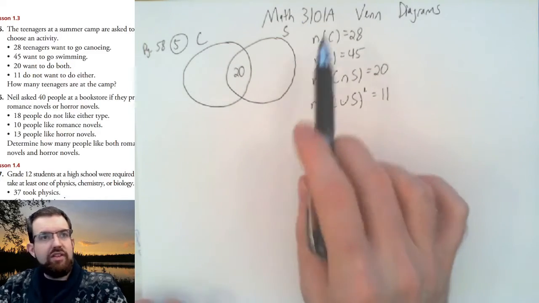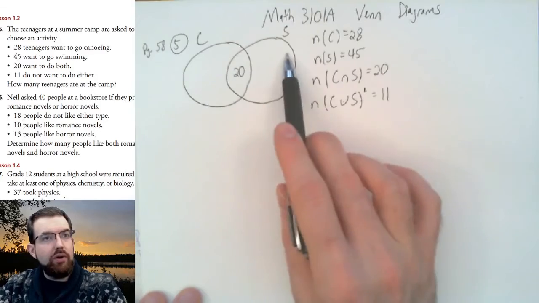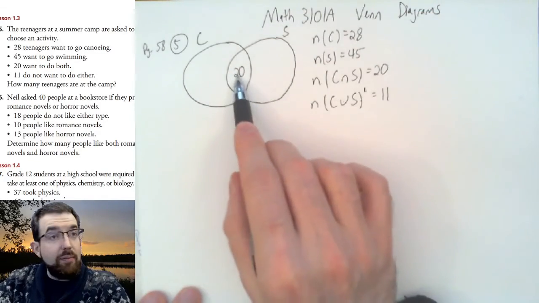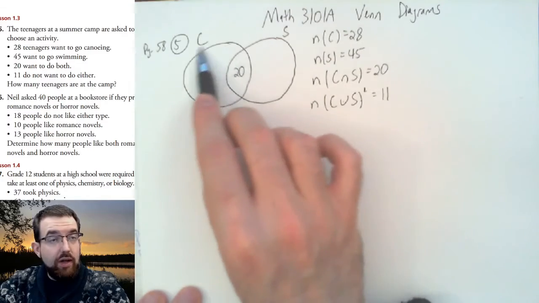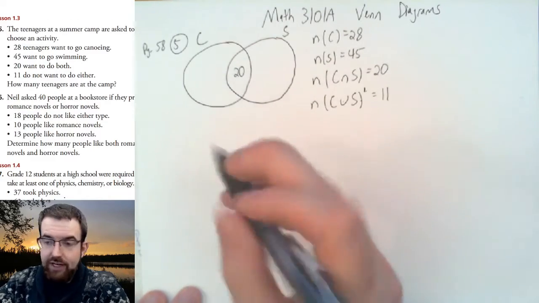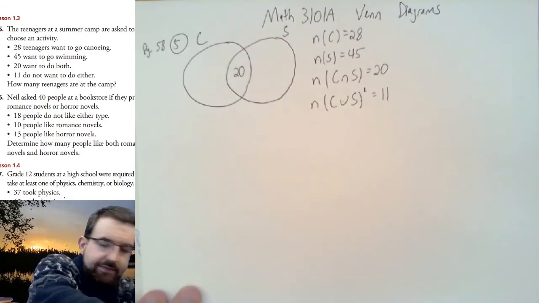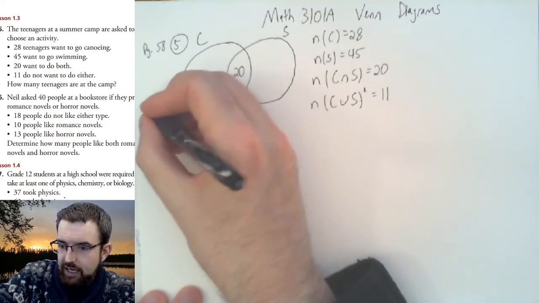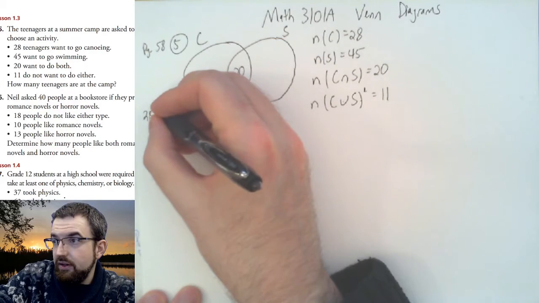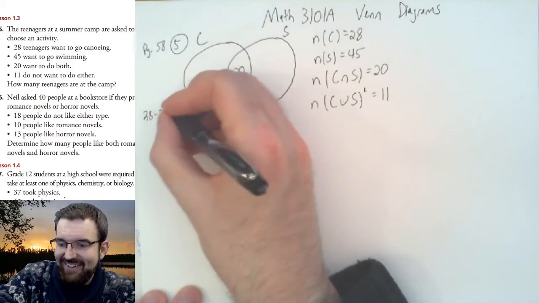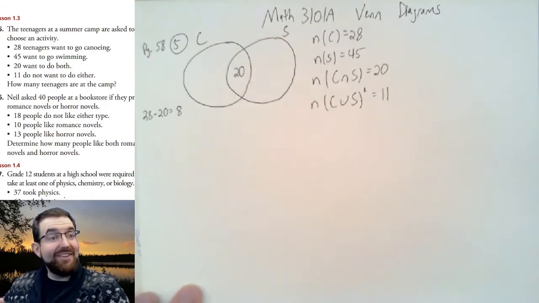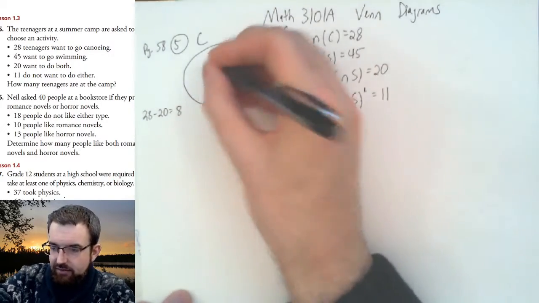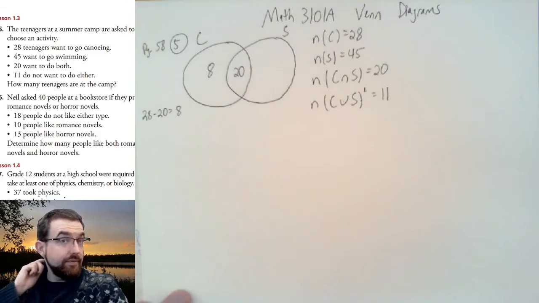Okay? So now we know that the number of canoeing in total is going to be 28, right? But there's 20 already represented here, and this full circle has to make 28. So we know that this part over here is going to have to be 28 minus, throwing in some set theory. Yes, exactly. That is what we're off onto now. That's right. So 28 minus 20 is going to be 8. So there's going to be 8 over here, right?